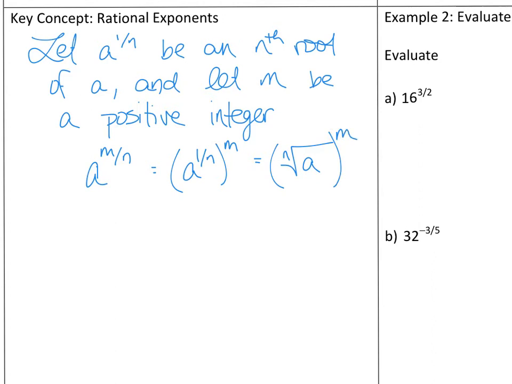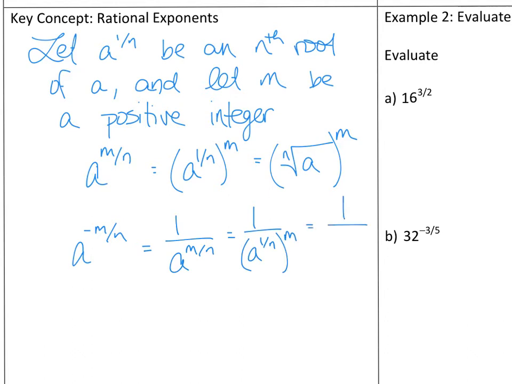Very similarly to this, if we have a to the negative m over n, we can write it as 1 over a to the m/nth power, because when we have a negative exponent, it has to switch sides of the fraction. And so then from here, we're following the same rule as above. So this turns into 1 over a to the 1 over n to the m, which is the same thing as 1 over the nth root of a to the m power.